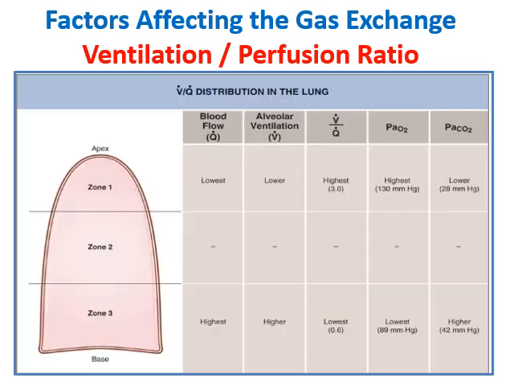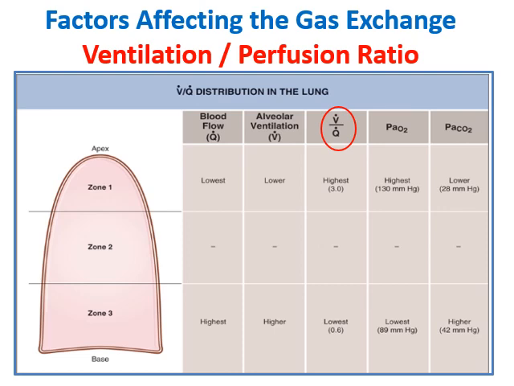So, what is the normal value for the ventilation-perfusion ratio? The normal value for the ventilation-perfusion ratio is 0.8. This value means that alveolar ventilation is 80% of the value of the pulmonary blood flow. The term normal means that if the breathing frequency, the tidal volume, and the cardiac output all are normal, the ventilation-perfusion ratio will be 0.8.